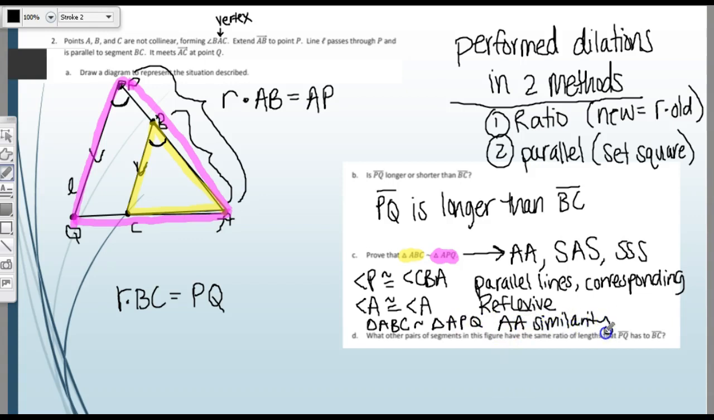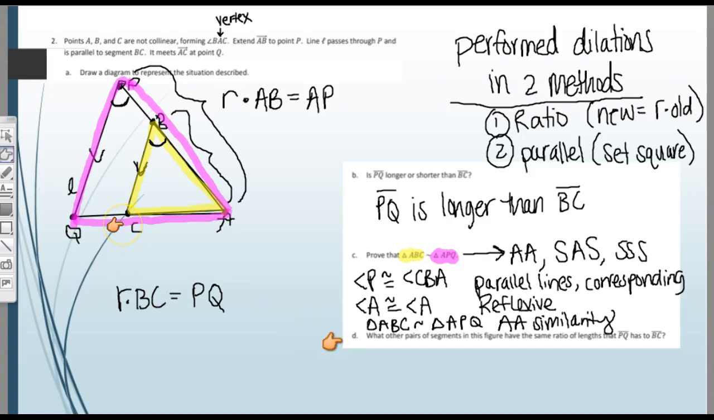Now, that's not a completely formal proof. We would need to begin with the fact that we did all that construction, and we would need to make sure to mention that the 2 lines are parallel, right? But we kind of have that all before this point. So this is really all we need for our answer C. All right, and then part D. What other pairs of segments in this figure have the same ratio of lengths that PQ has to BC?